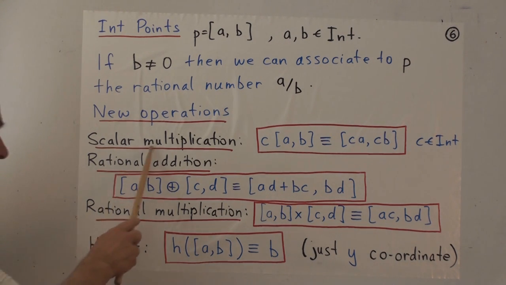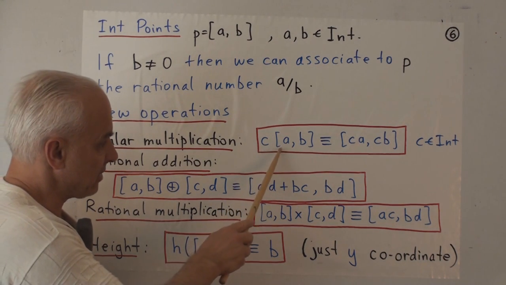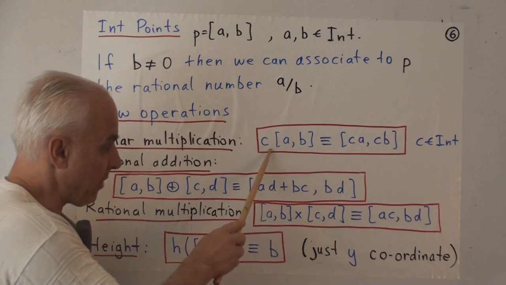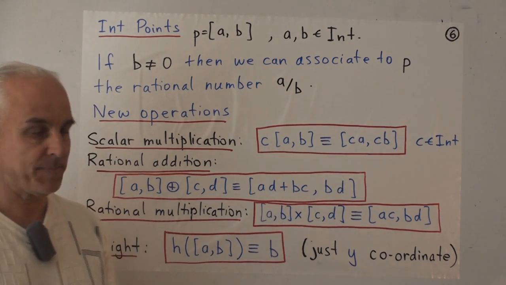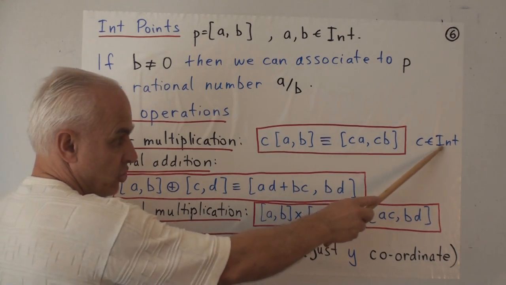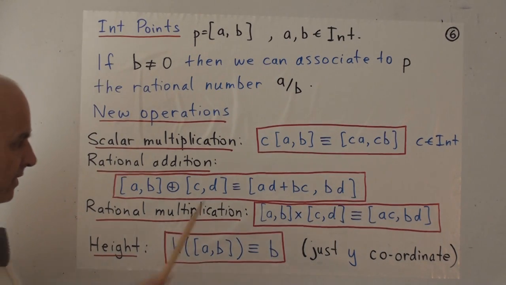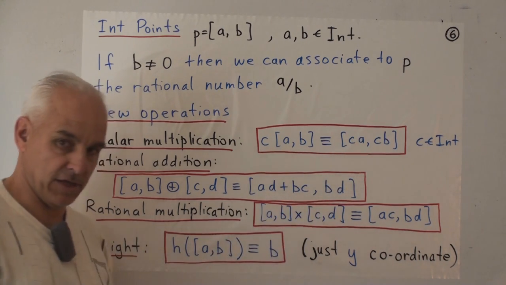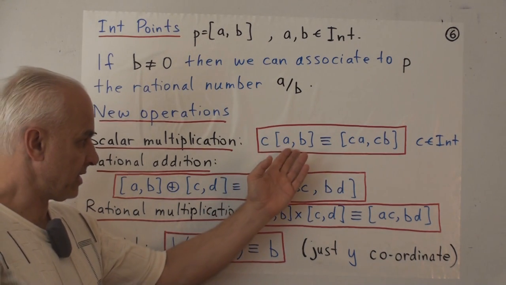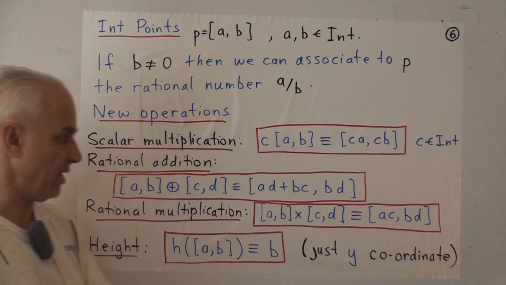Well, the first is not so novel. We'll call it scalar multiplication. We'll allow ourselves to write c times the point (a, b), and by that we mean just what you get when you multiply both coordinates by c. And c is an integer. If c is an integer and a and b are integers, then these two entries are still integers. So this is an integral point, and this will also be an integral point.